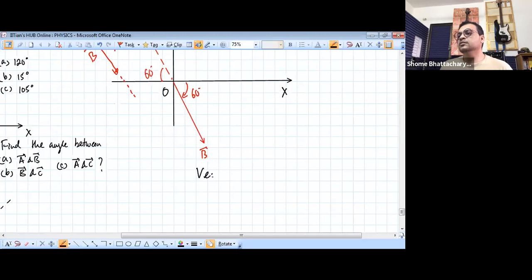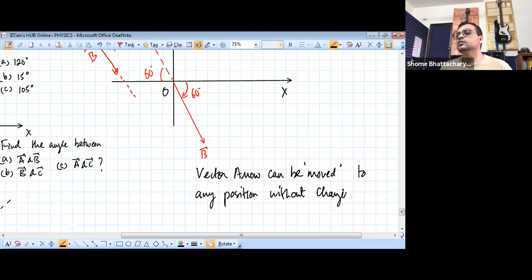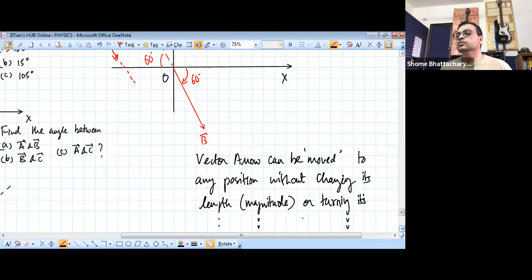So a vector arrow can be moved to any position without changing its length, that is the magnitude, or turning its direction. It makes no difference to the vector whatsoever. So for whatever confusion you might be having there, just note down this point, you will understand.